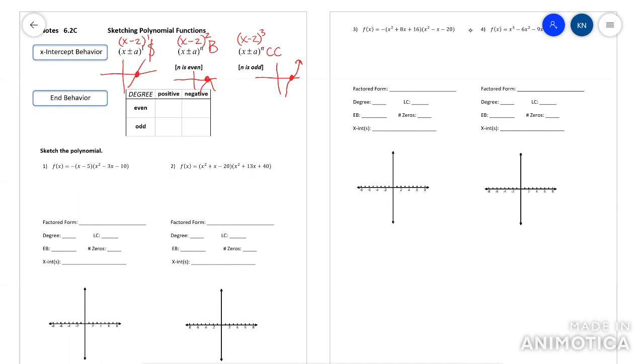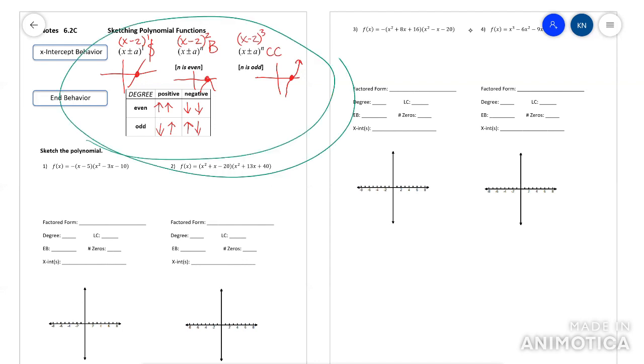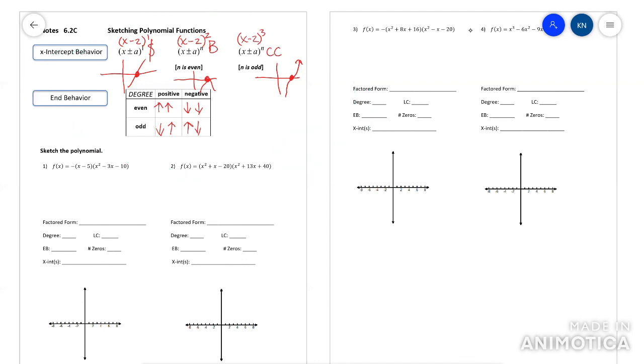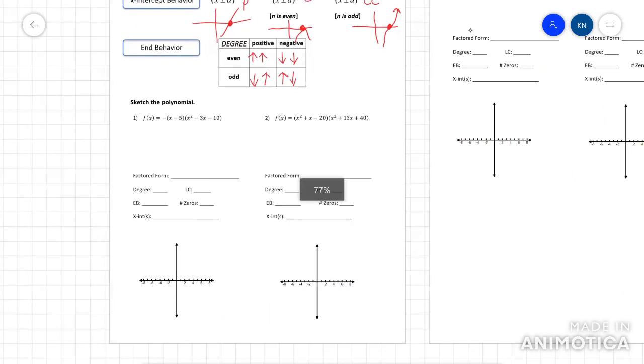You also need to know the end behavior, like what your arrows are going to look like at the end of the line. So if you have even functions, they're either up, up, or down, down. If it's a positive leading coefficient, then they're up, up. If it's a negative leading coefficient, then they're down, down. And for odd functions, if it's a positive leading coefficient, it's down, up. And if it's a negative leading coefficient, it's up, down. So before we even start anything really, if you don't know this right here, you're not going to do well on this.